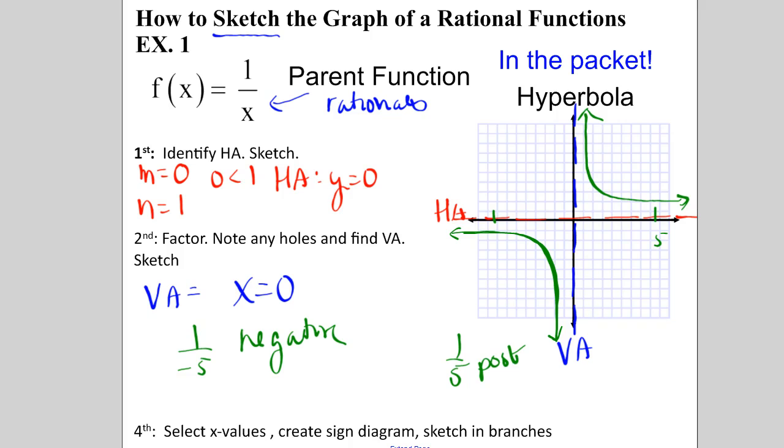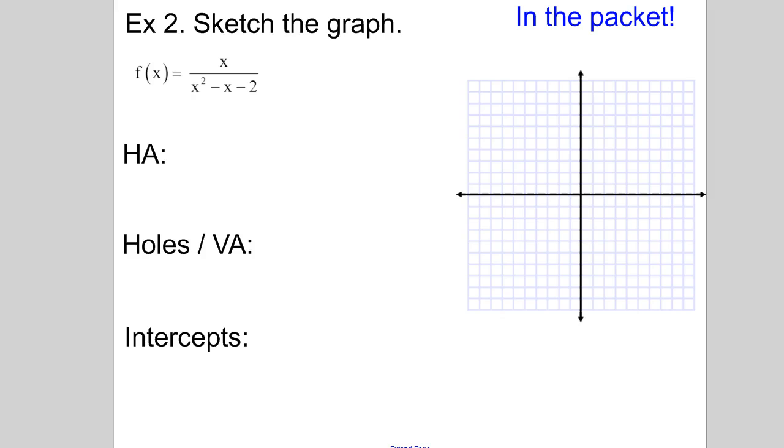That's your second example. That's a little more in depth. So this is your example 2. We are going to sketch the graph of this. First things first, let's talk horizontal asymptote. The degree of my numerator is 1. The degree of my denominator is 2. So I am in the case m is less than n. If we look in our notes from yesterday, this means I have a horizontal asymptote at y equals 0. So I'm going to put in my horizontal asymptote at y equals 0.